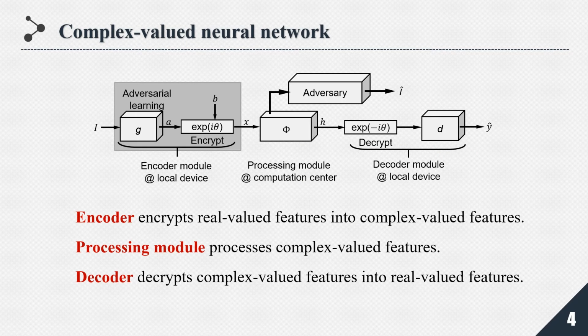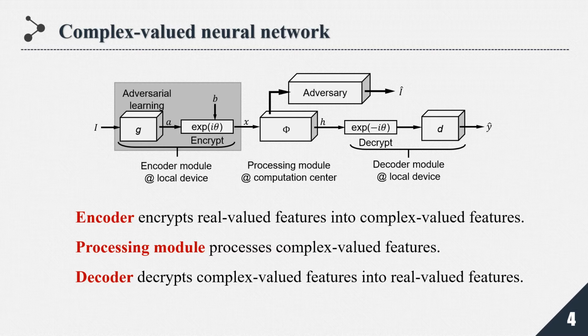Here, we provide a more detailed architecture of the complex-valued neural network. The network consists of three modules, including an encoder module, a processing module, and a decoder module. The encoder extracts intermediate layer features from inputs and turns a real-valued feature into a complex-valued feature. Then, the encoder encrypts the complex-valued feature by hiding the input information in a specific phase.